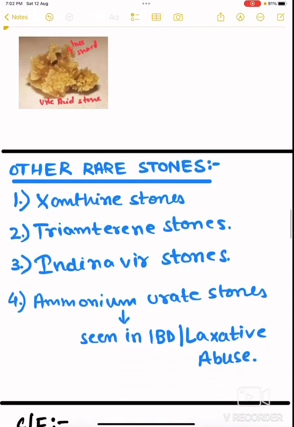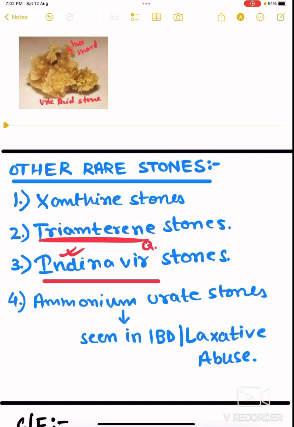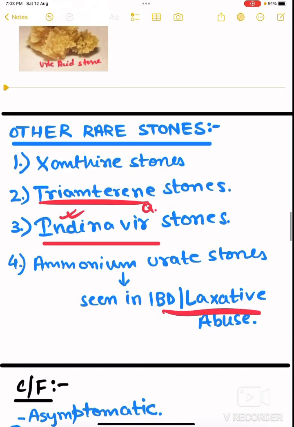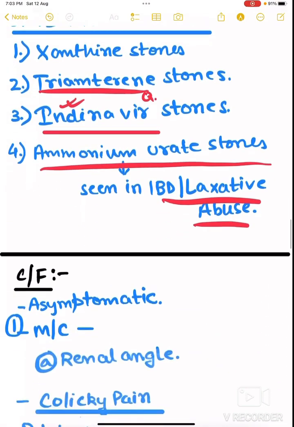And there are a few other types of rare stones: xanthine stones, triamterene stones, indinavir stones. Once INICET asked which of the following drugs can cause stone, and indinavir was in that option. So you have to remember triamterene and indinavir also. Also remember, in IBD and laxative abuse, ammonium urate stones are seen.